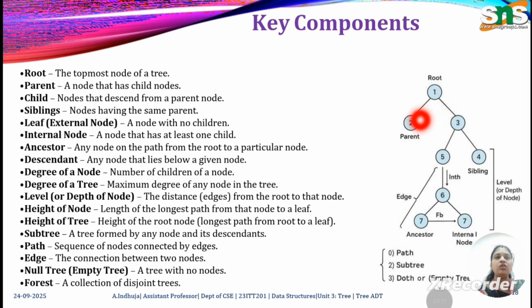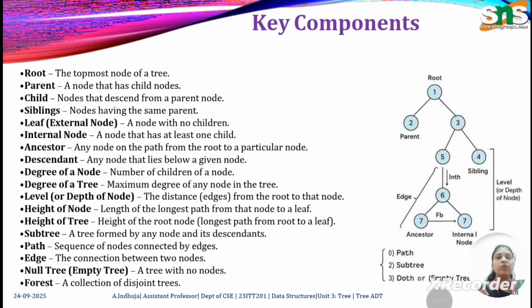Then parent node: a node that has child nodes. The nodes which have child nodes according to this diagram are 3, 5, 6. So these are all called the parent nodes. Child nodes: nodes that descend from a parent node. So the child nodes are 2, 3, 5, 4, 6, 7.